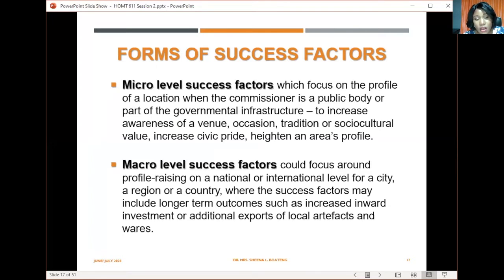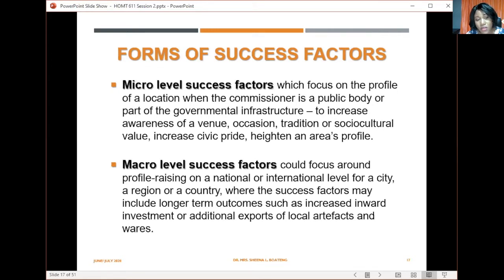You realize that a lot of events are organized to bring attention to a particular location, right? In most of these instances, the commissioner of the event is a public body or part of the governmental infrastructure. This is usually done to increase awareness of a particular venue, being a city, a building, or a location within a town or country, or to bring particular attention to a particular occasion, right?